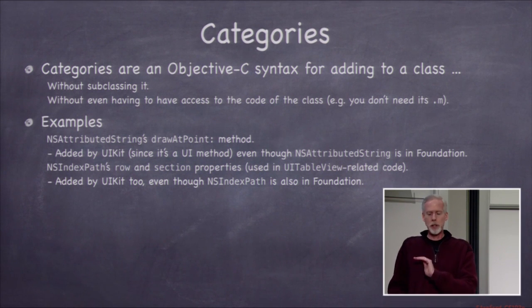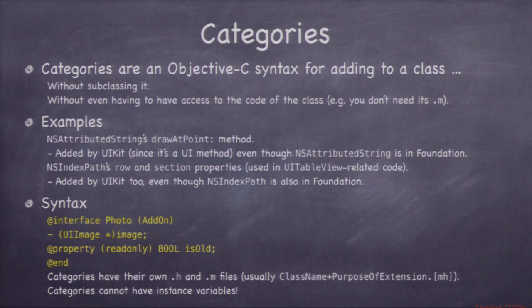So how does this work? It looks like this. You have an interface and an implementation, just like a class, but instead of saying @interface, name of class, superclass, you say @interface, the name of the class I want to add methods to, and then in parentheses, what I'm going to call this category. And you can call it anything you want.